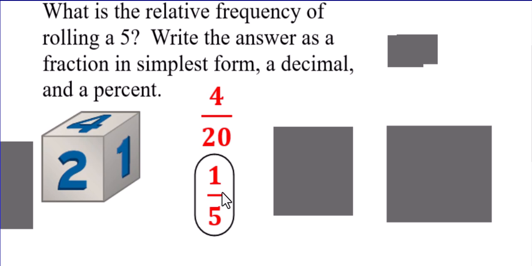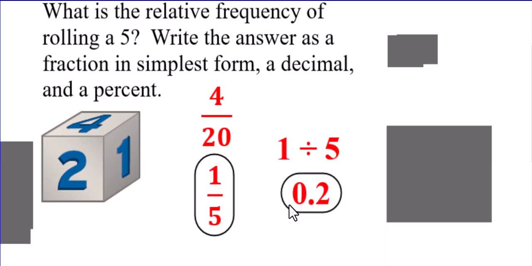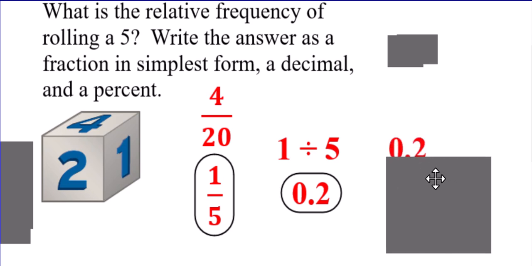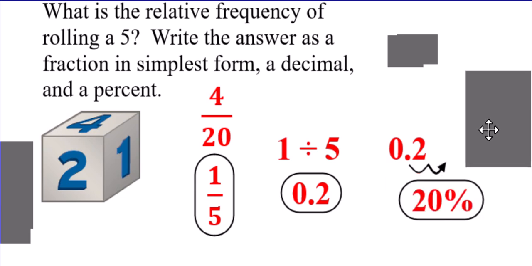Try to do them without a calculator. Okay, 1 divided by 5, you might have this one memorized. 1/5 is 0.2. If you did not know that, you could have done 1 divided by 5 in your calculator and got 0.2, but some of these you should probably start memorizing at this point in 7th grade. And then to make 0.2 become a percent, 0.2 is the same as 0.20. We move the decimal point 2 places to the right. That's going to give you 20%.